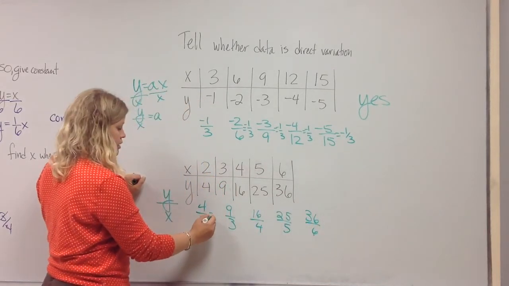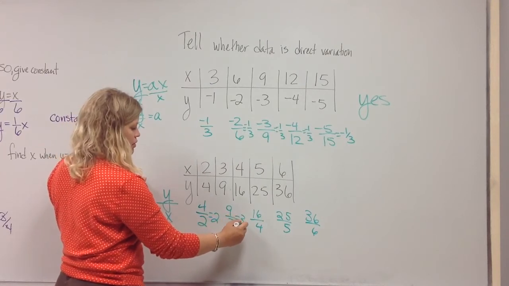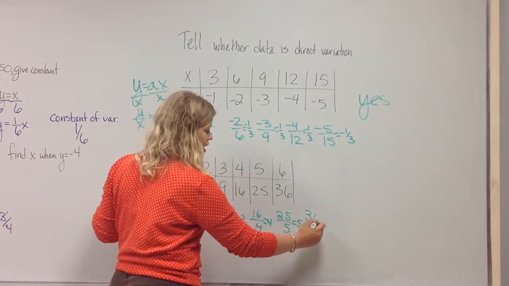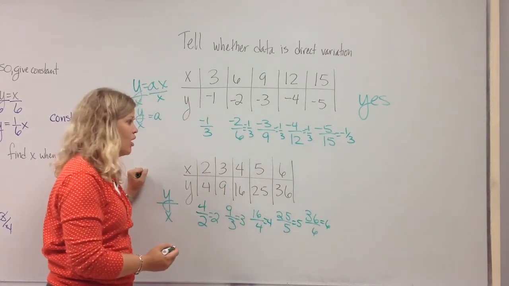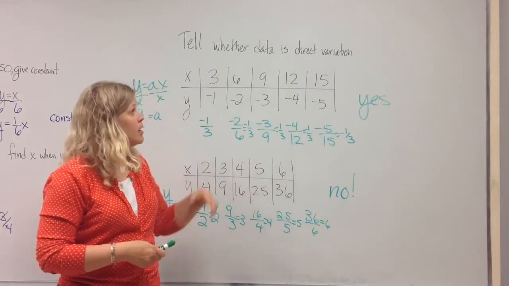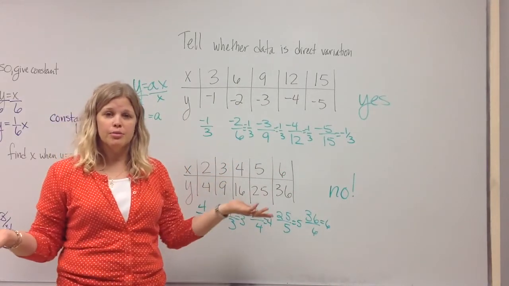Well, let's see, what do we get? Here we get 2, 3, wow, these are changing, 4, 5. Are any of them even the same? No. So we are going to say no. It does not vary directly. So you can't write an equation. You're done with the problem.